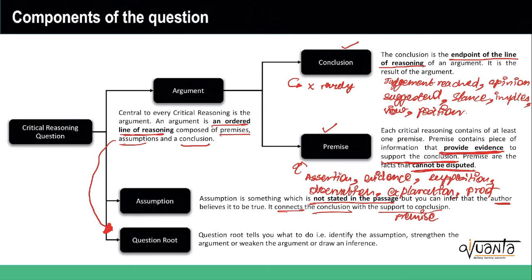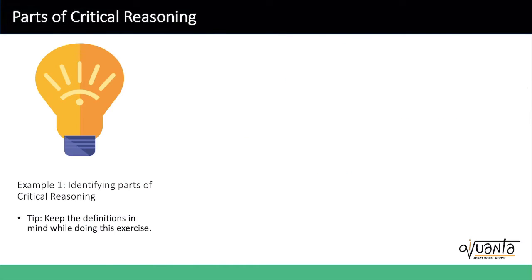Coming to question roots, you need to know question roots because they'll tell you what to do with the passage. So question roots will be something like identify an assumption, strengthen the argument, weaken the argument, draw an inference. So question roots basically tell you what you are looking for in the passage. Now if you remember all the components of the question, let's try to identify some of the components.